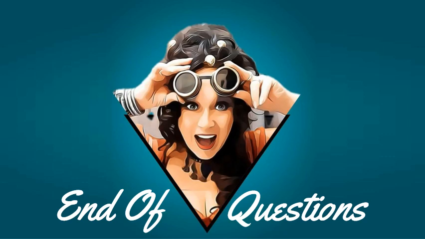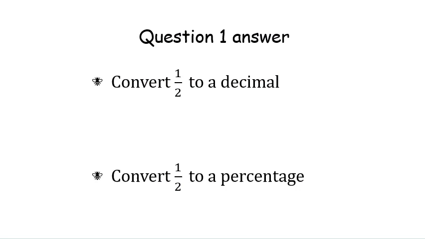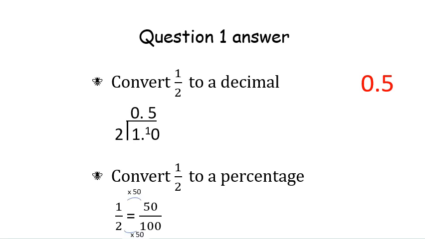That's the end of the questions. Let's move on to the answers. Question 1. In order to convert any fraction into a decimal, you can just divide the denominator into the numerator. In this case, a half is equal to 0.5. To convert a half to a percentage, it's easiest to use equivalent fractions and make the half 50 out of 100. And as we know, percent means out of 100, half is 50%.